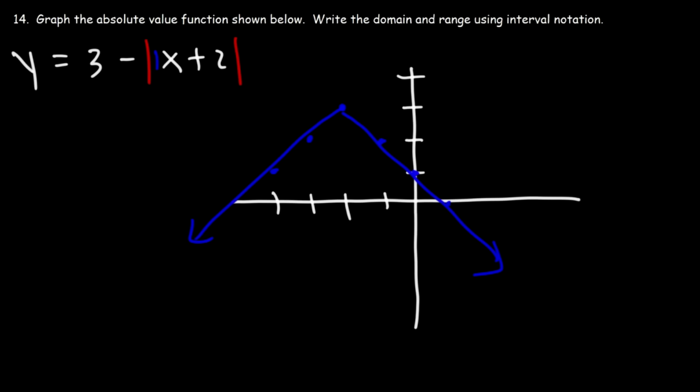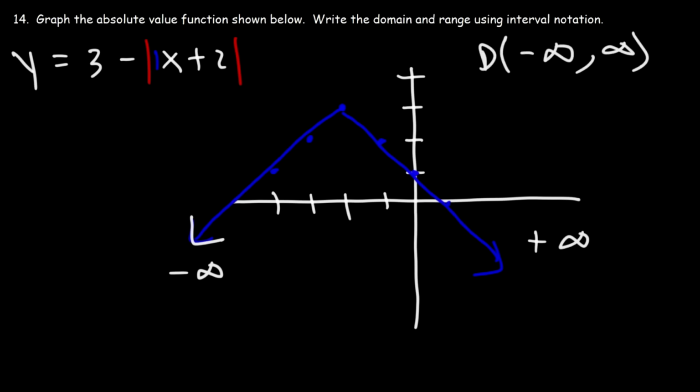So notice that the blue line goes all the way to the left due to the arrow. So it's going to go from negative infinity on the left side, all the way to the right side to positive infinity. So there's no restrictions on the value of x in this function. x could be anything. Now what about the range? What's the range in this example?